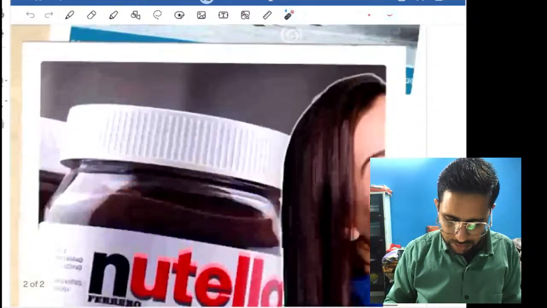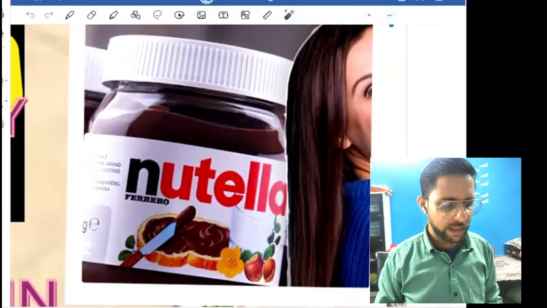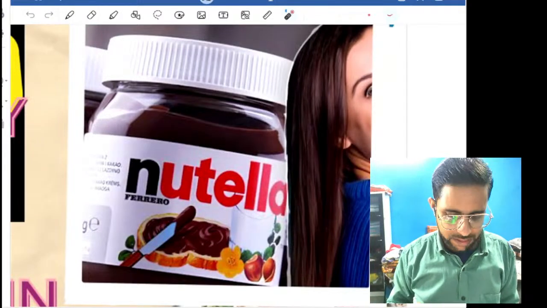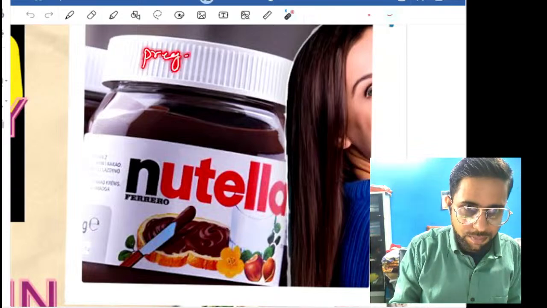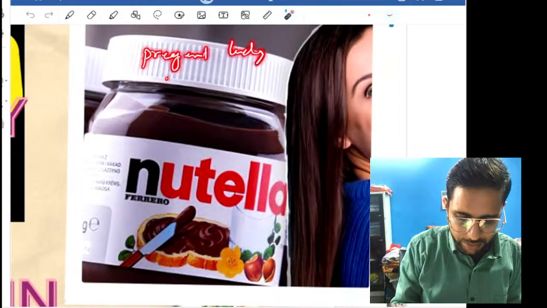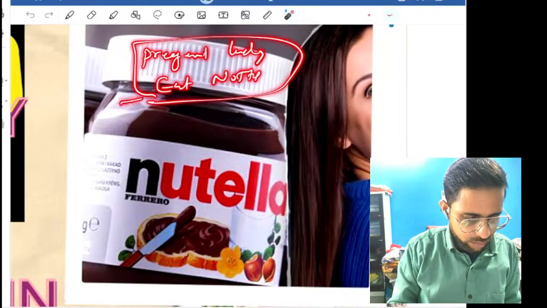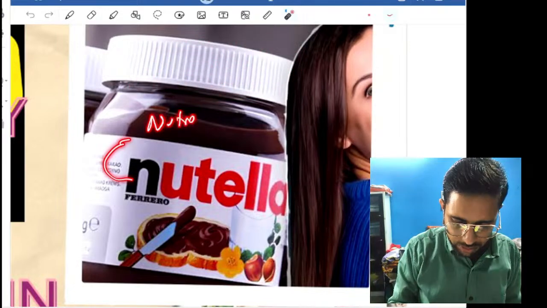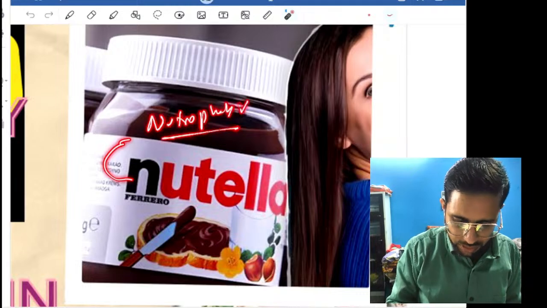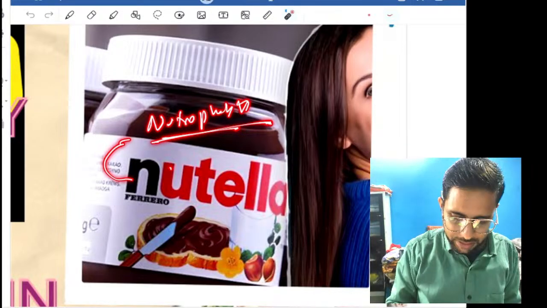Now the next one, see this picture. What does this picture indicate and what do we remember by this picture? Nutella. So the pregnant lady eats more Nutella. Nutella means neutrophil. So neutrophils increase in pregnancy.